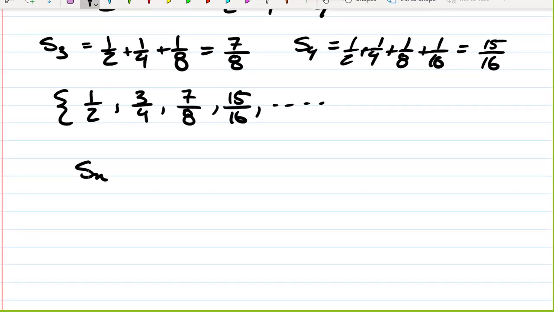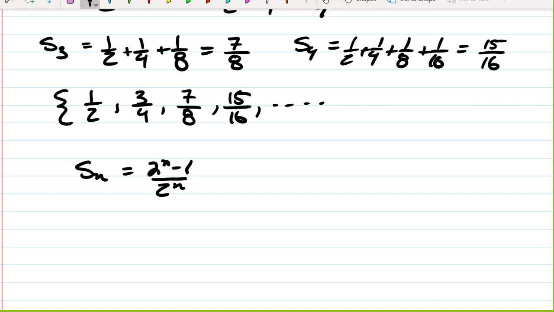So inside of this, we have our S sub n. It looks like our denominator is 2, 4, 8, 16. So that's the powers of 2. It's doubling each time. And the numerator is always 1 less. So that's going to be 2 to the n minus 1. So then S sub n is equal to 2 to the n minus 1 divided by 2 to the n.